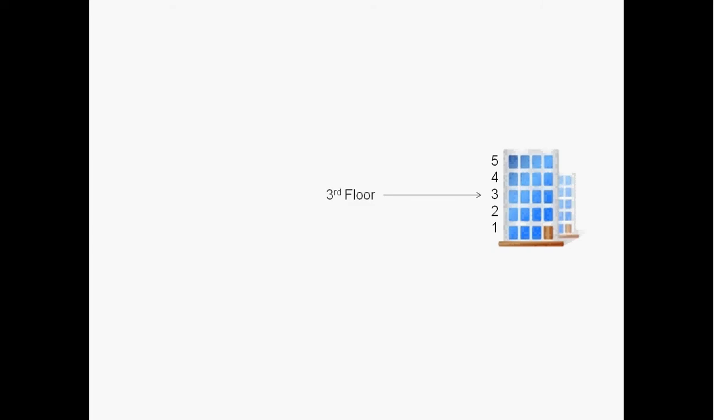Let's start from a very simple thing. I would like you to imagine asymptotic notation with a very simple example. Suppose we have one building with 5 floors, and we already know the y. What is y? That is the floor number of John, that is 3, that's fixed.